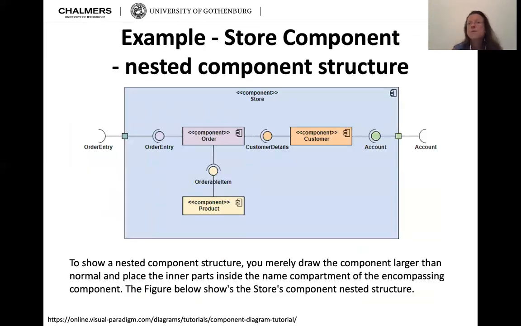Here is a nested component structure for a store component. So to show that nested component structure, we just draw the component larger than normal and then place the inner parts inside the name compartment of the encompassing component. So the figure above here shows the store component nested structure. Inside store, we have orders, products, and customers. And then we have external interfaces that are required, that are account and order entry.